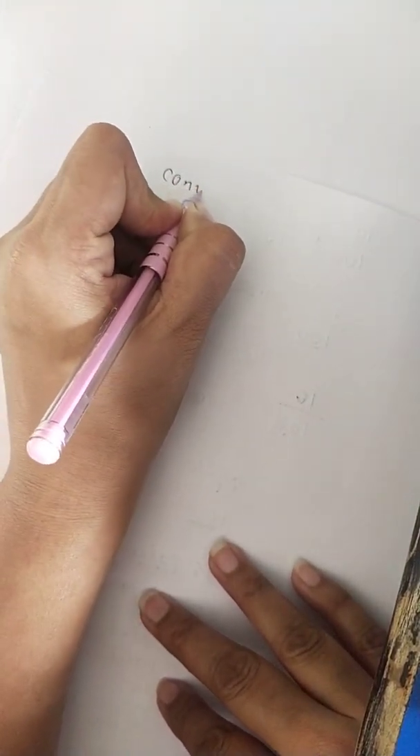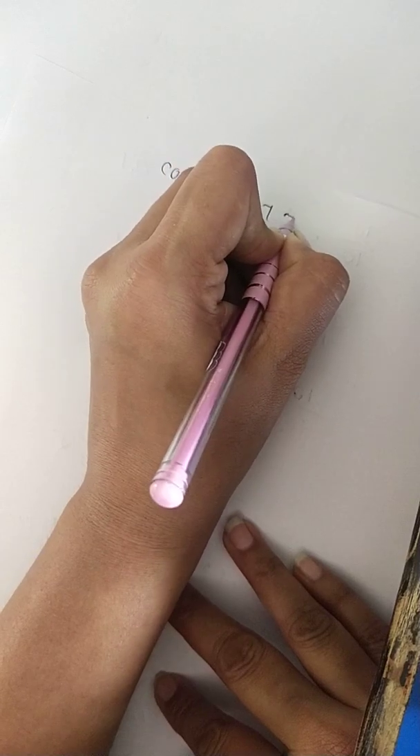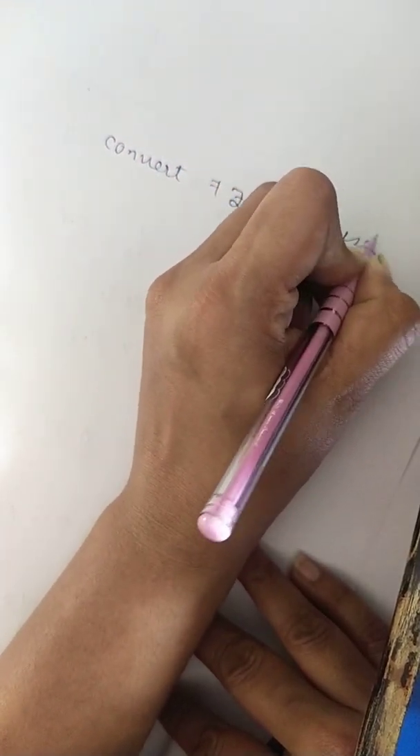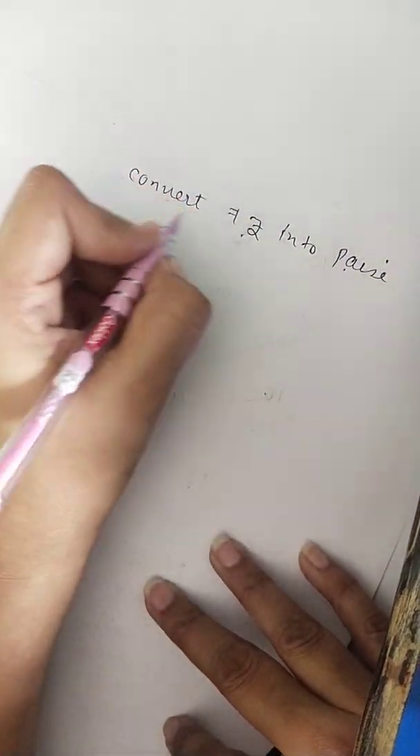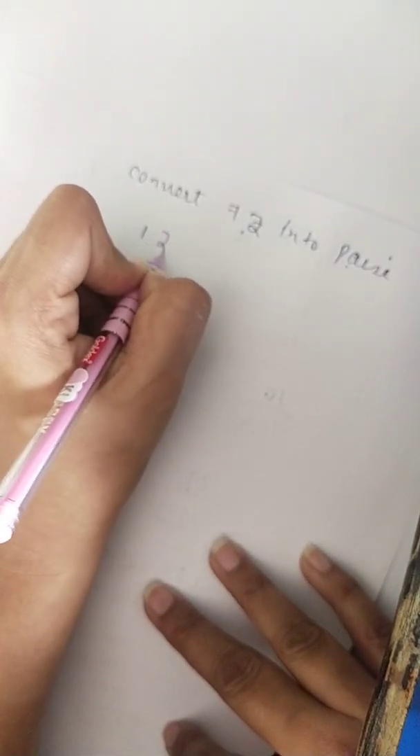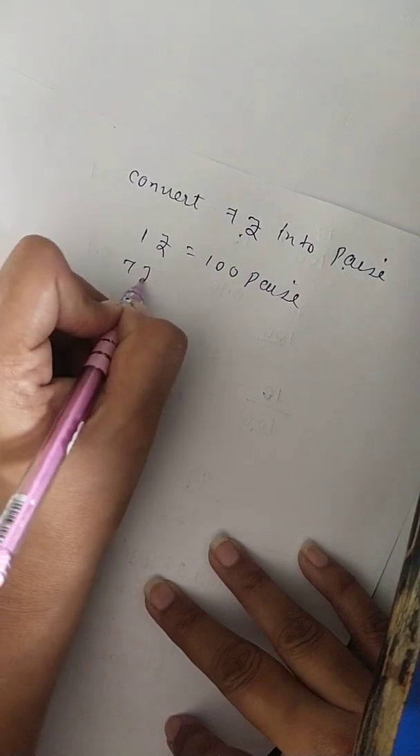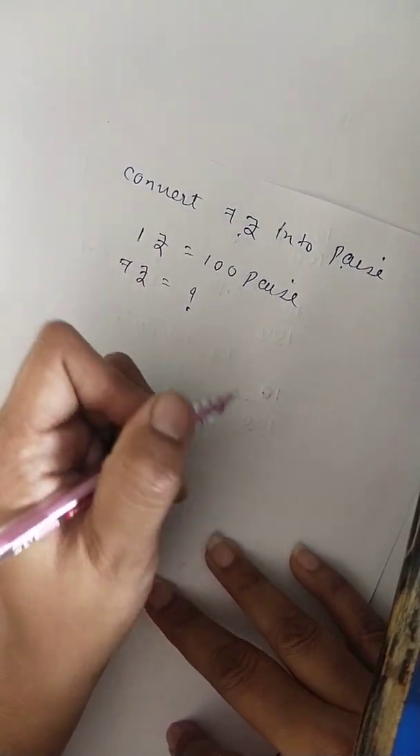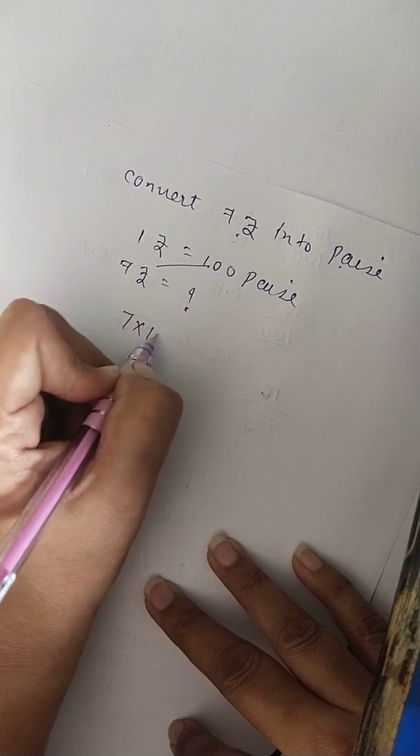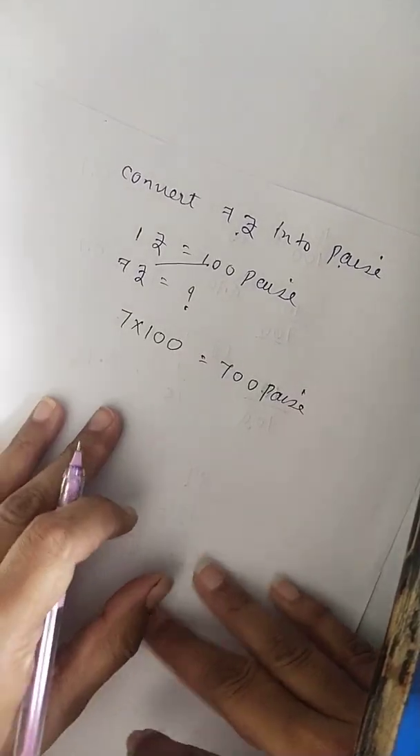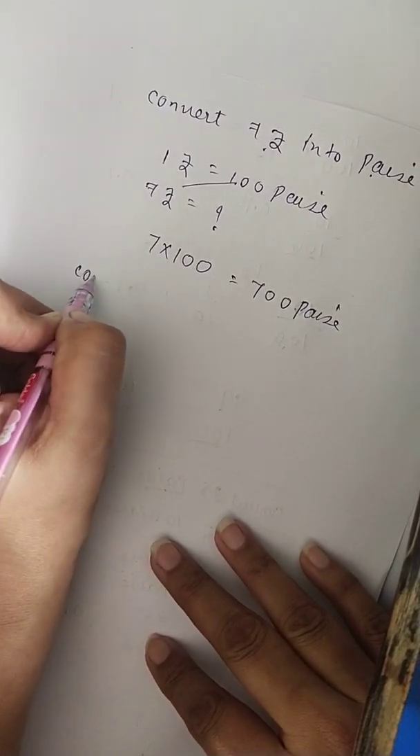Same question I am giving you. Convert 7 rupee into paise. So we have to convert rupee into paise. First we write the rupee. 1 rupee is equal to 100 paise. So 7 rupees is equal to how many paise? Question mark. Multiply 7 by 100. So 700 paise.